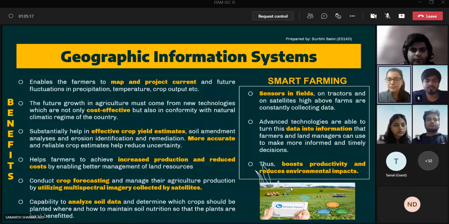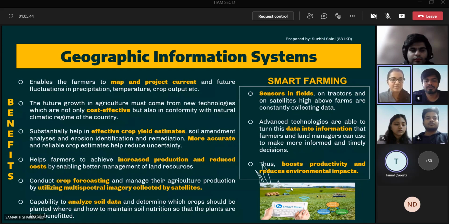There are many benefits to this system. For example, the future growth in agriculture has to be very cost effective, which comes with this technology. Secondly, it also helps substantially in effective crop yield estimates, therefore producing more accurate and reliable crop estimates that help reduce uncertainty.